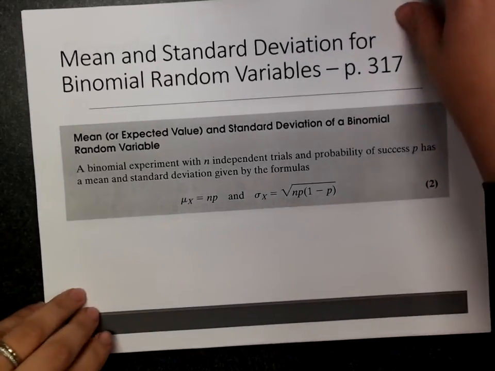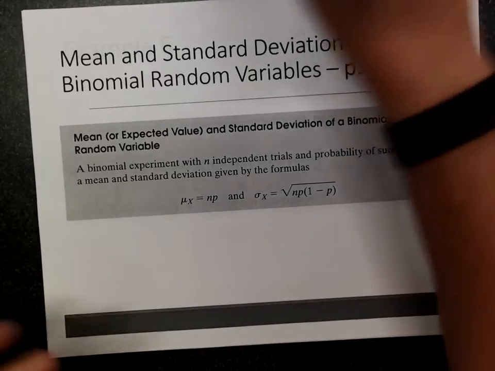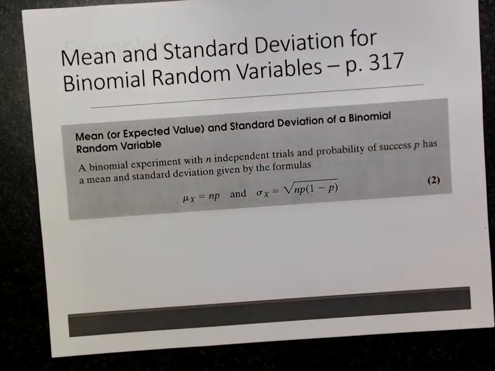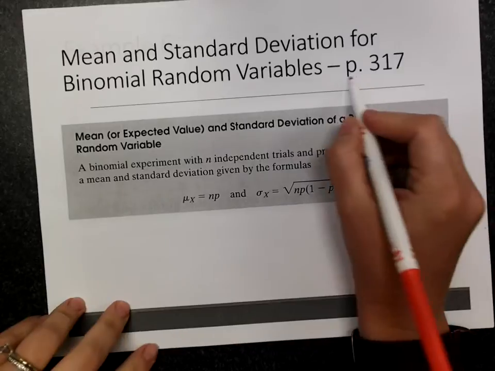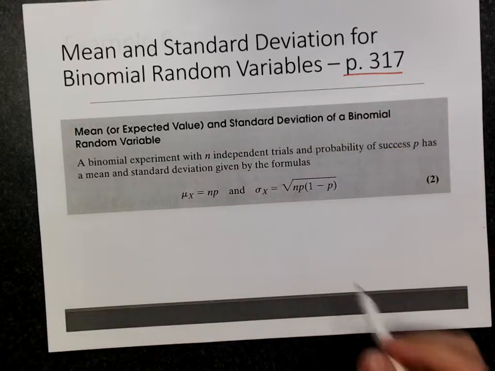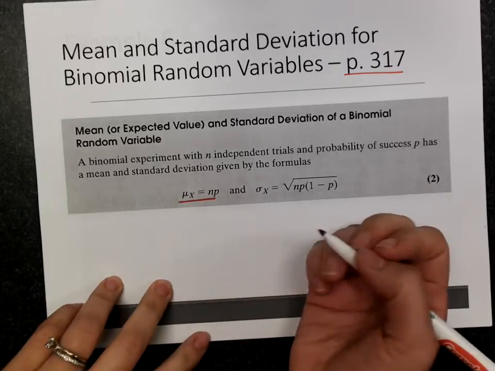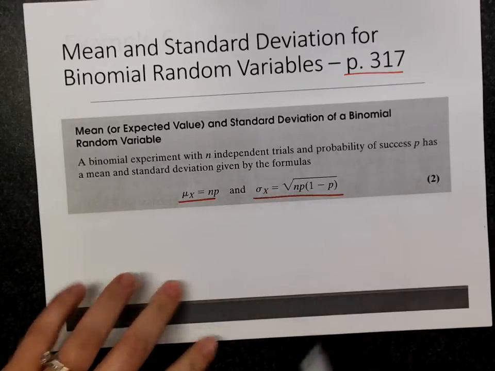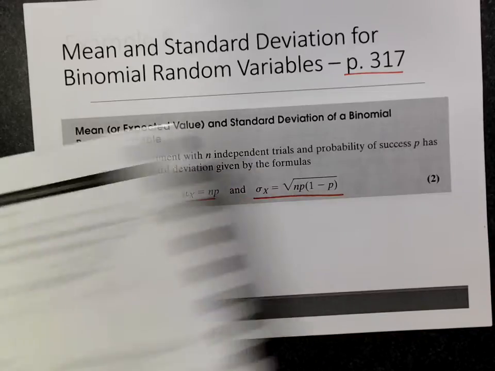Okay, the final topic for Chapter 6, Section 6.2, it's a very long section, is the mean and the standard deviation for a binomial random variable. It's on page 317. So this is from the book. There's a formula for the mean, or expected value, and a formula for the standard deviation. Both of these are on your formula sheet.